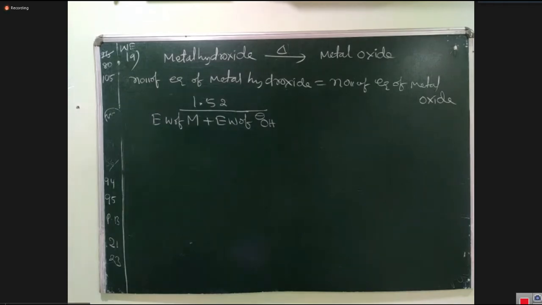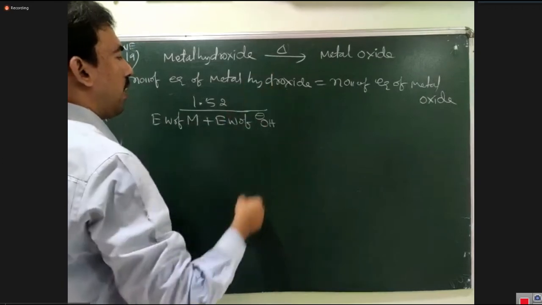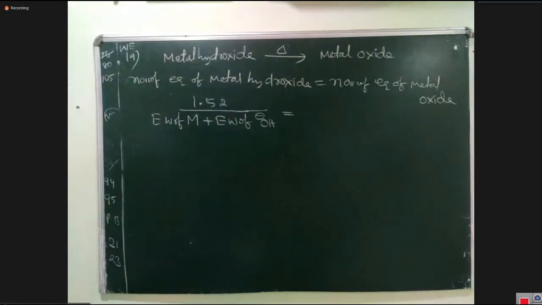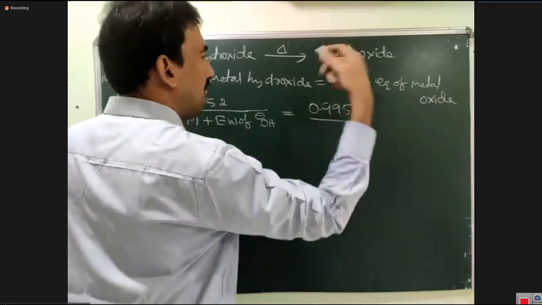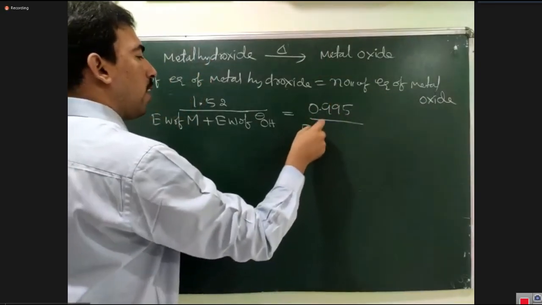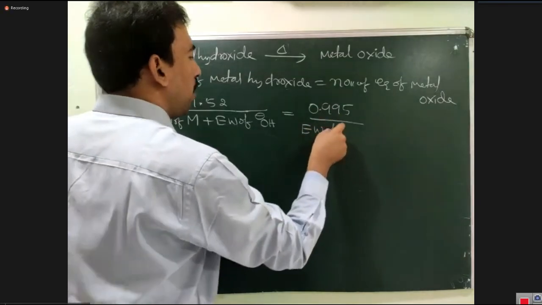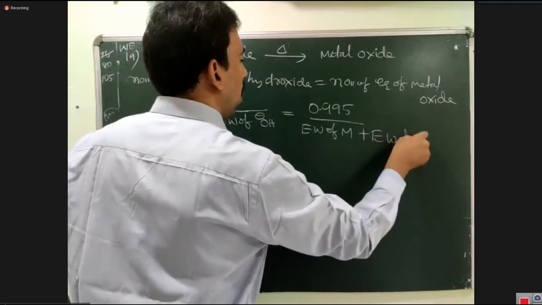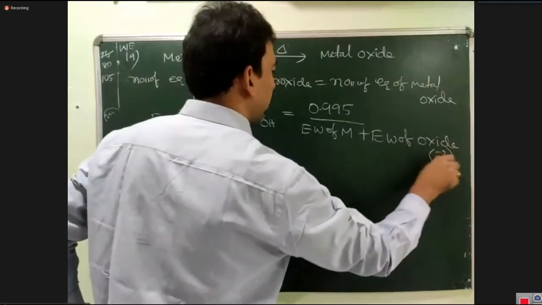So the equivalent weight of metal plus the equivalent weight of hydroxide is the equivalent weight of metal hydroxide. That is equal to the weight of metal oxide, 0.995 grams, divided by the equivalent weight of metal oxide. So the equivalent weight of metal plus the equivalent weight of oxide. Oxide means O minus 2.